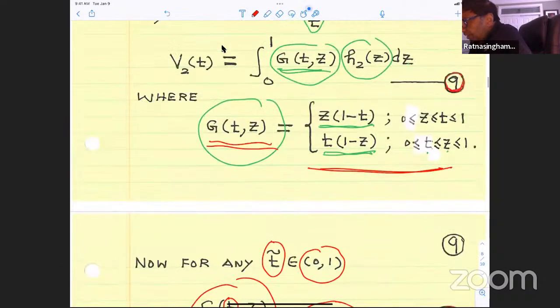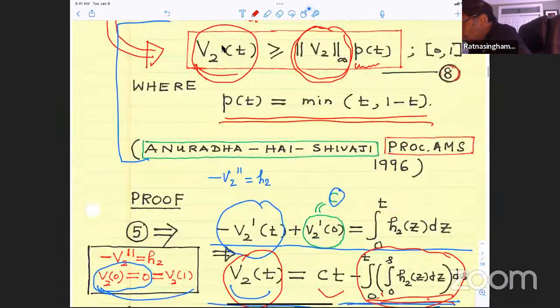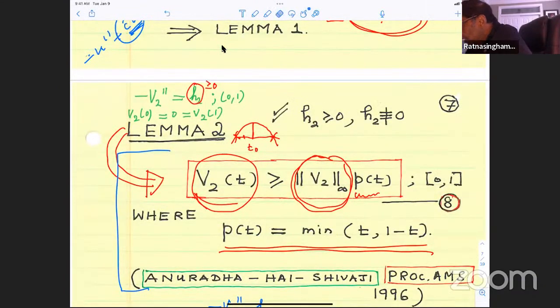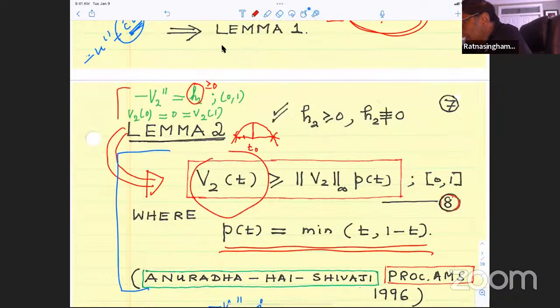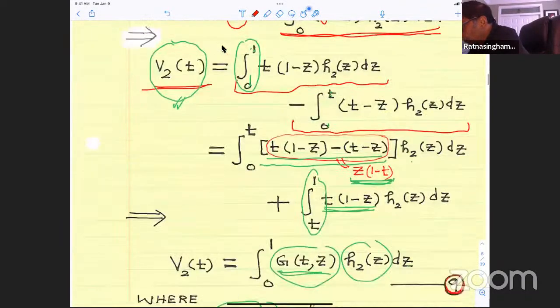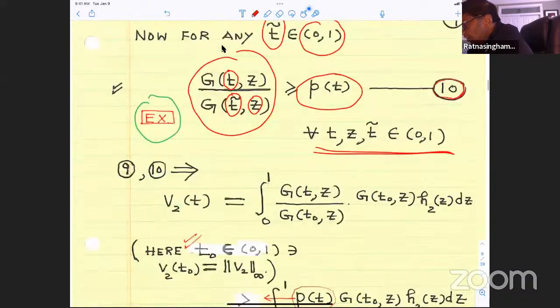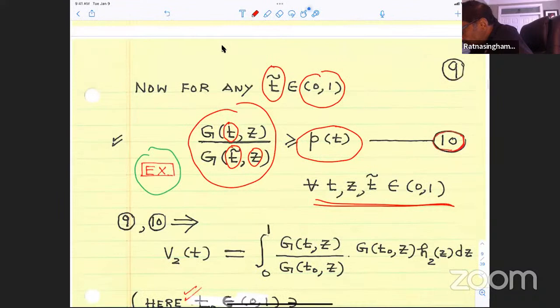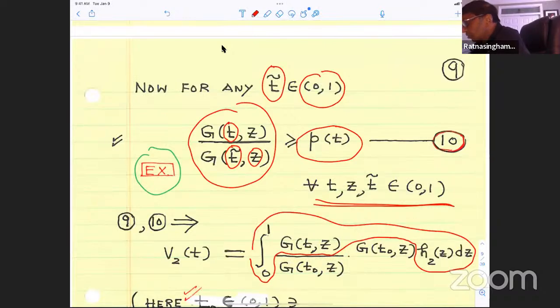Okay, so with that in mind, let me remember, never forget what we are trying to do. What we are trying to show is that for these types of functions, I will be using this again later on, when this side is non-negative, using this Green's function idea, we are going to be able to show that the V2 of t is bigger than the sup norm of V2 times the distance function. So basically, we have come to the point where my V2 of t was the integral from 0 to t. That was what we derived a few minutes ago.